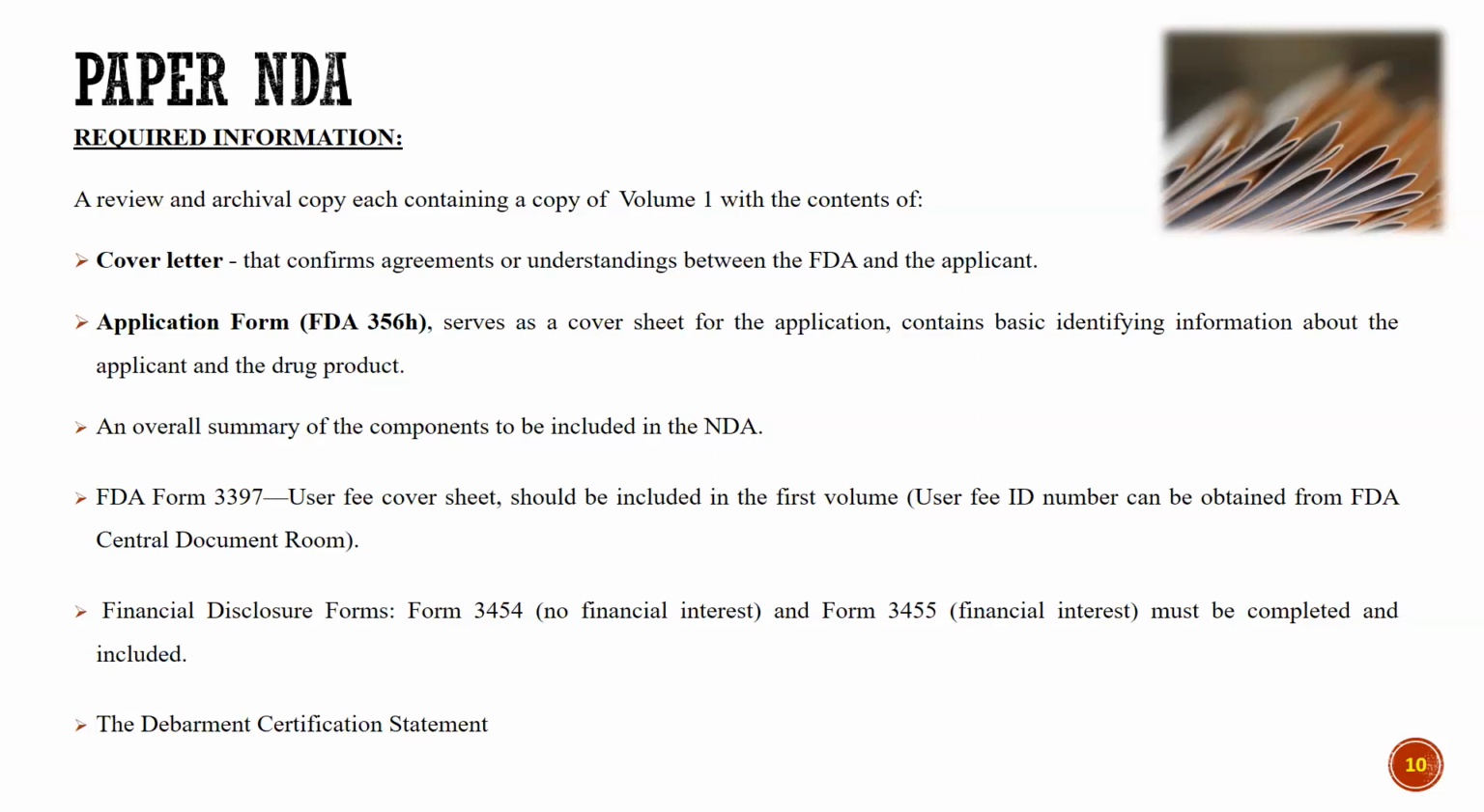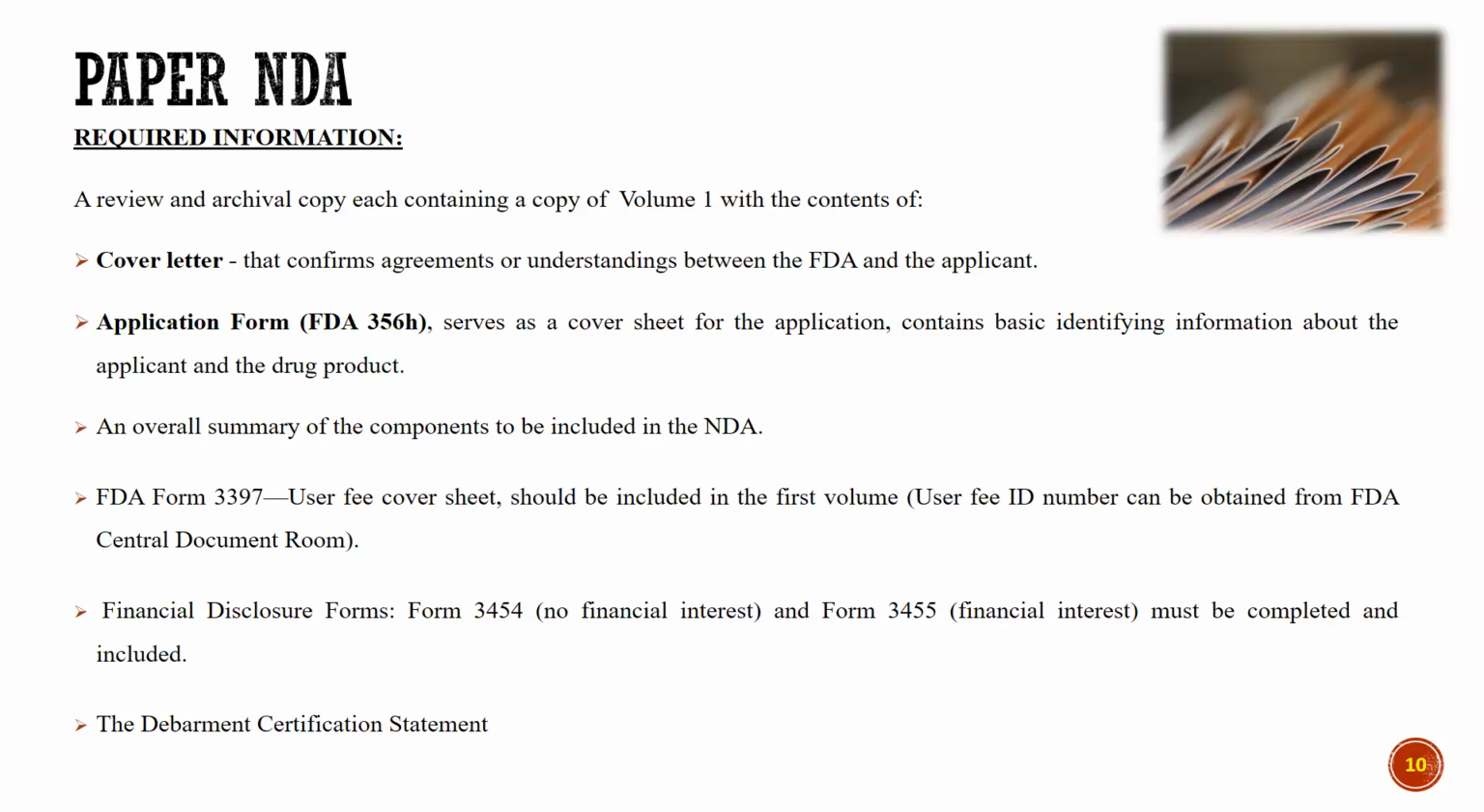designation or not, whether it is a pediatric formulation or not. All this information, including how many patients were recruited during the trials, will be included in the cover letter. The application form, which is 356H, will be filed with the FDA. It serves as a cover sheet for the application and contains basic identifying information about the applicant and the drug product.